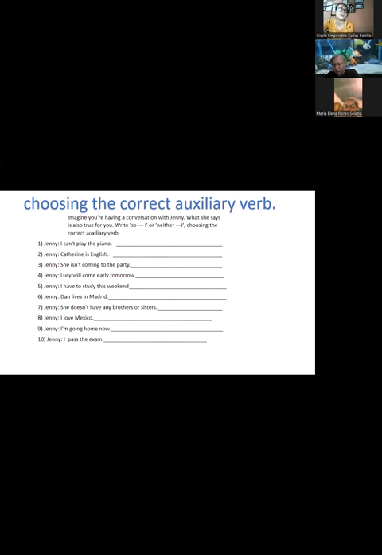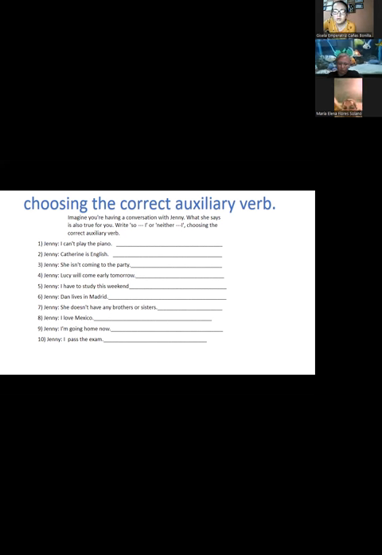So am I. Or I am too. Exactly. Great job. And the last one, I passed the test or I passed the exam. So do I. Or I did too. Entonces vamos viendo cómo podemos responder para decir que yo también lo hago o no lo hago utilizando la estructura.